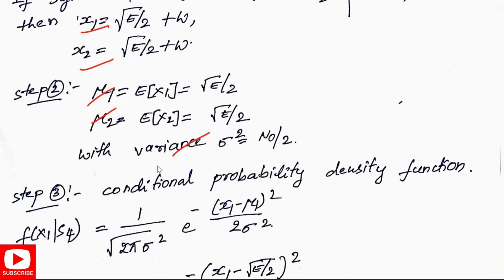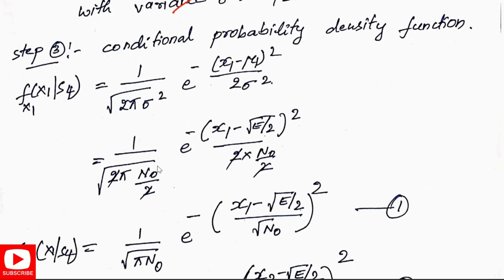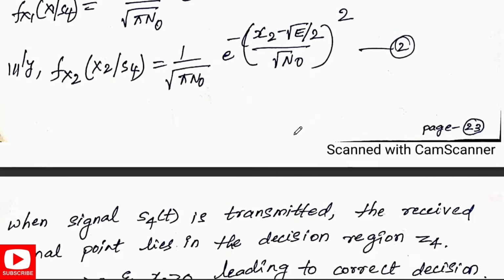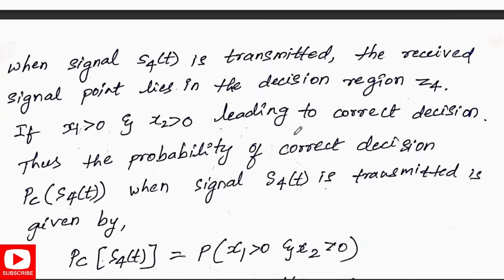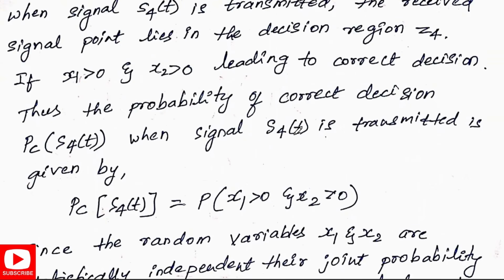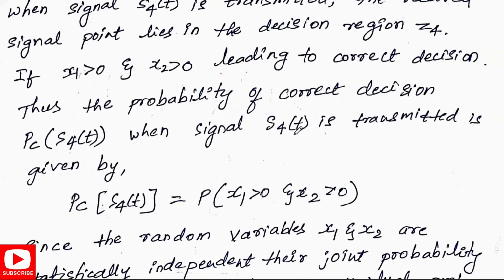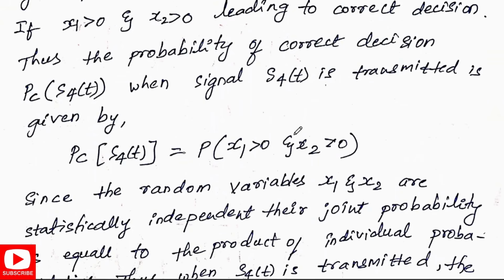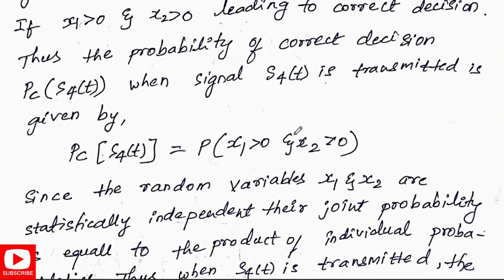The conditional probability you need to find with the same formula for x1 given s4. On simplifying, the same as we had done in BPSK, you need to do the same thing. When the signal s4 is transmitted, the received signal lies in region 4. So if x1 is greater than 0 and x2 is greater than 0, this leads to the correct decision. That is the probability of the correct decision, Pc of S4 of t, when the signal S4 is transmitted, which is given by this expression.